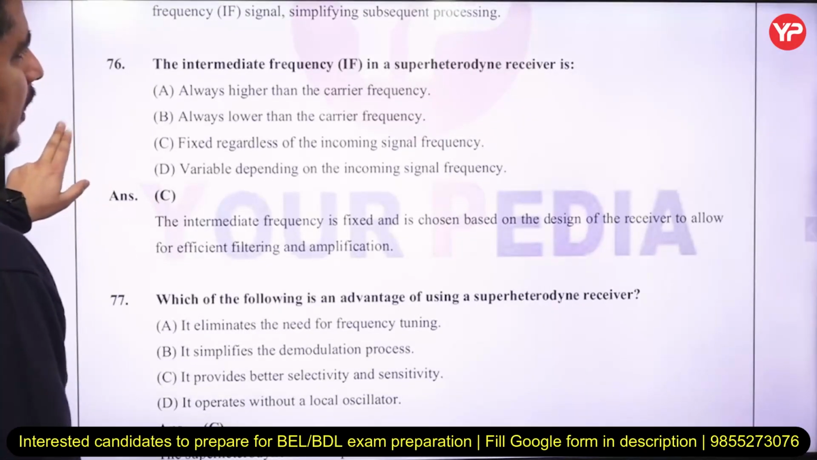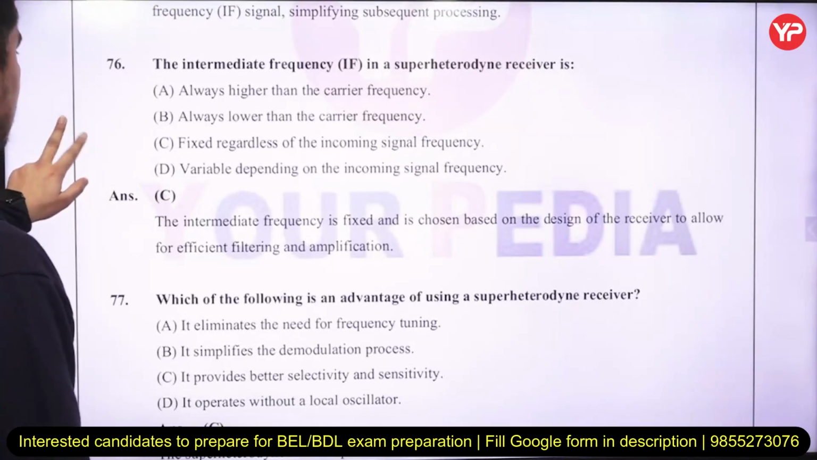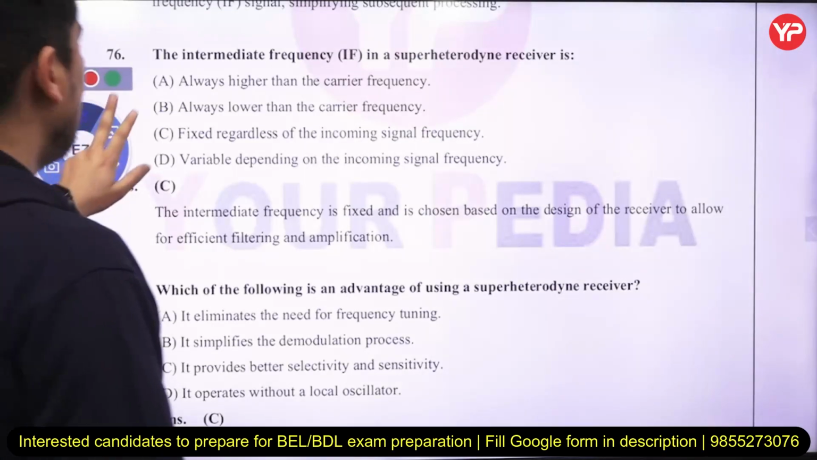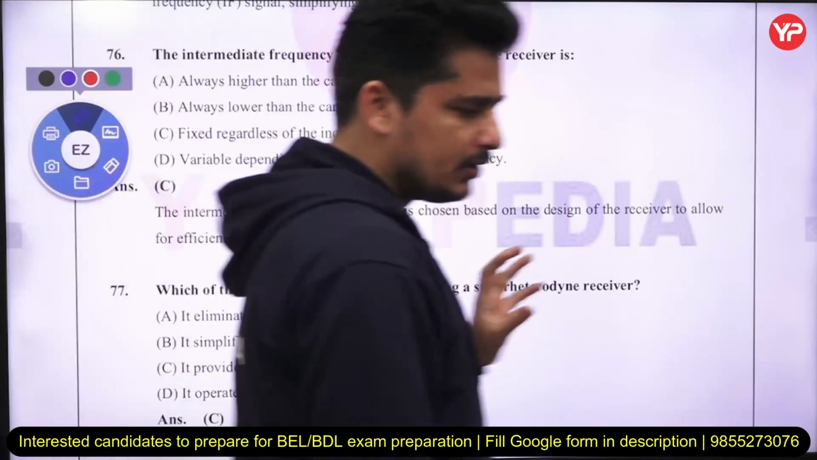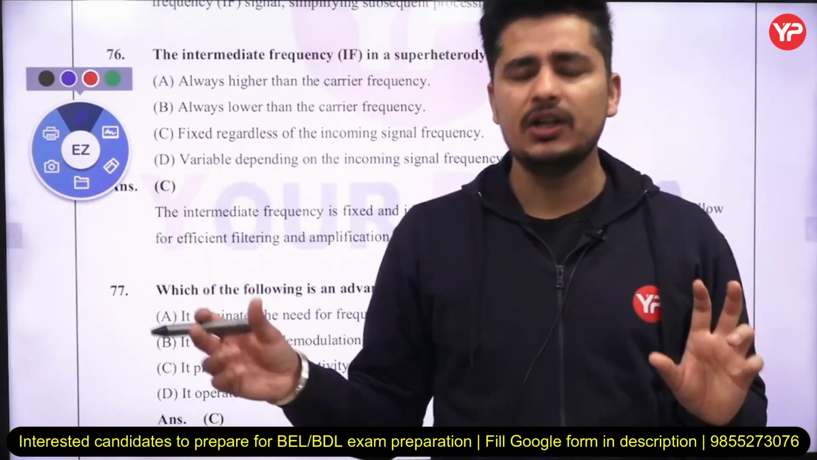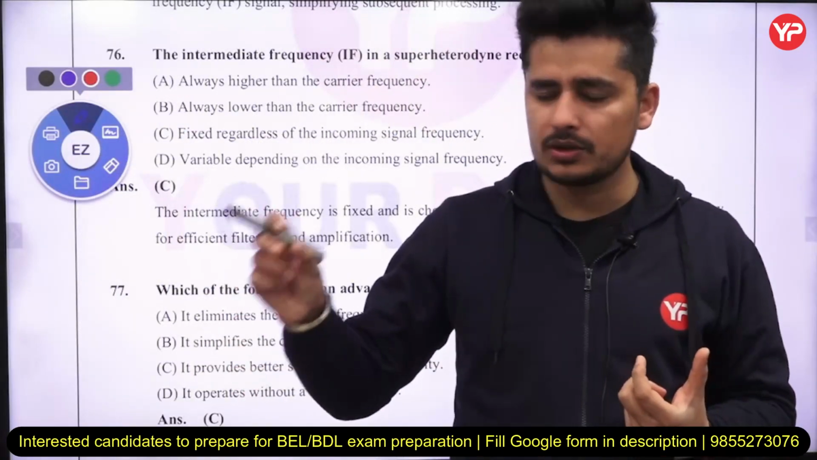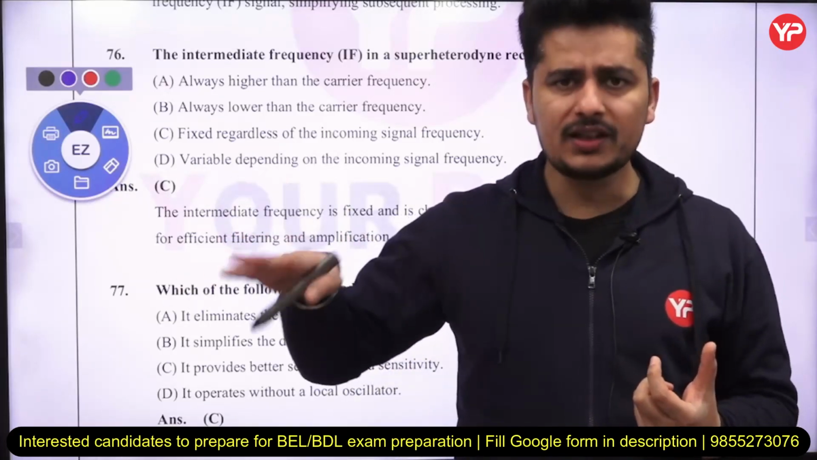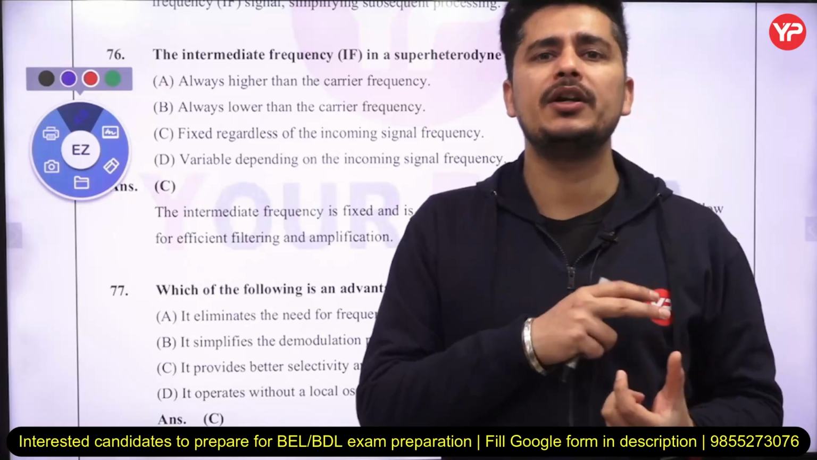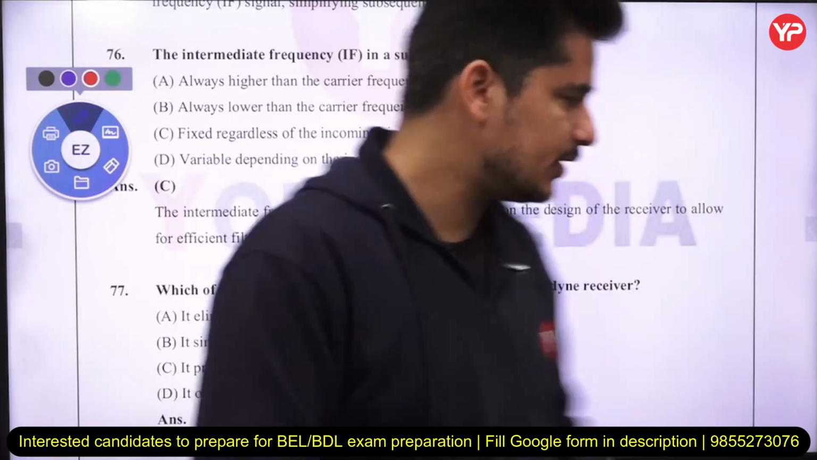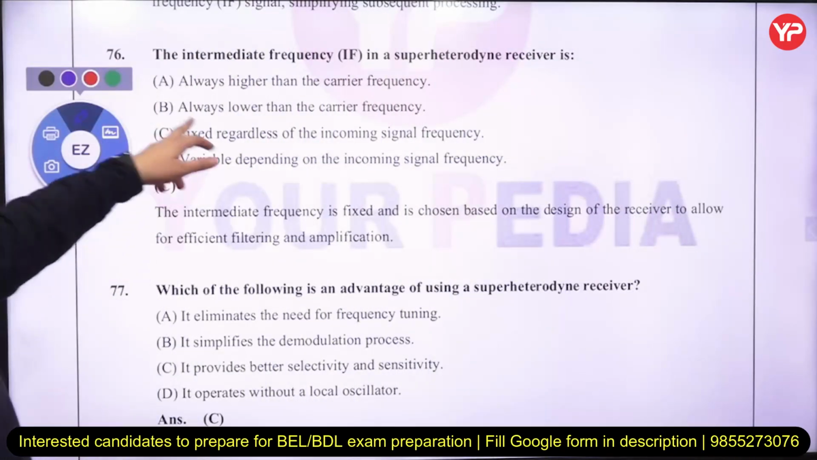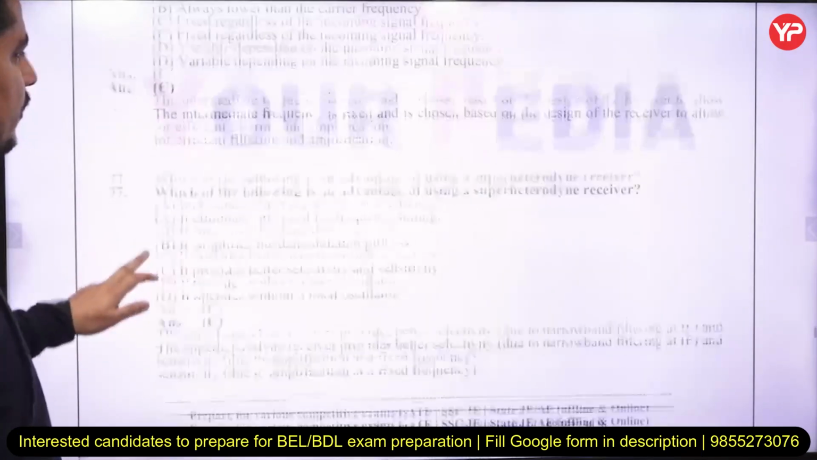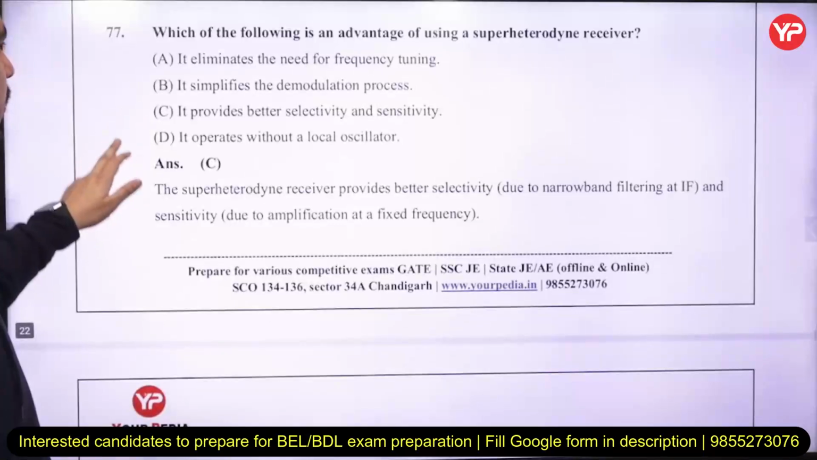Intermediate frequency in a superheterodyne receiver is always fixed, right? Whichever channel is coming, your IF will be fixed. We use the local oscillator which is variable, and it will convert the incoming signal to that intermediate frequency. So your intermediate frequency is always fixed, regardless of the incoming signal frequency. Answer is 6.